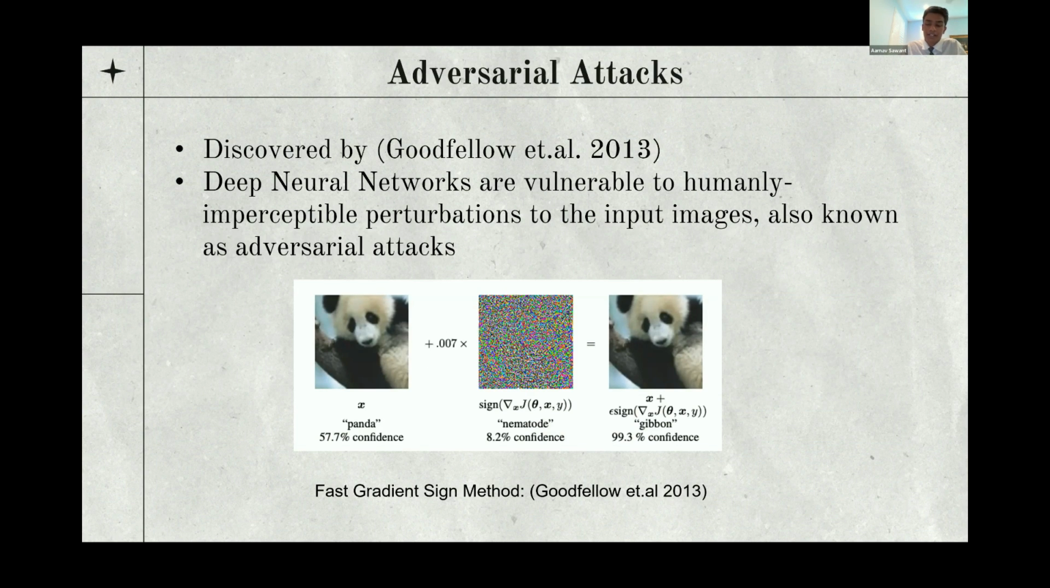Specifically, if the attacker wants to get away with this form of plagiarism, he can employ a technique called adversarial attacks. Adversarial attacks were discovered by Ian Goodfellow in 2013. Specifically, what he discovered was that deep neural networks are vulnerable to imperceptible perturbations to input images. You see this example here of the panda, where you have the original image of a panda. He discovered that by adding this noise to the panda, you get a similar panda image that is imperceptible. It looks exactly the same, but when you pass it through a CNN classifier, it classifies it as a gibbon.